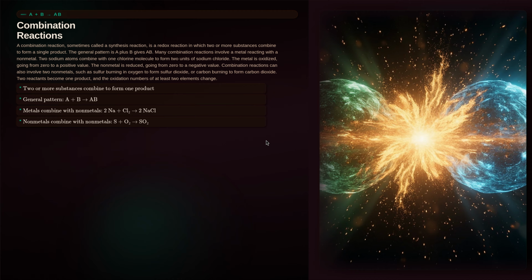Nitrogen reacts with hydrogen under high pressure and temperature to form ammonia in the famous Haber process. In every case, two reactants become one product, and the oxidation numbers of at least two elements change. Combination reactions are the workhorse of inorganic synthesis, and many of the most useful compounds in chemistry are made by this route.